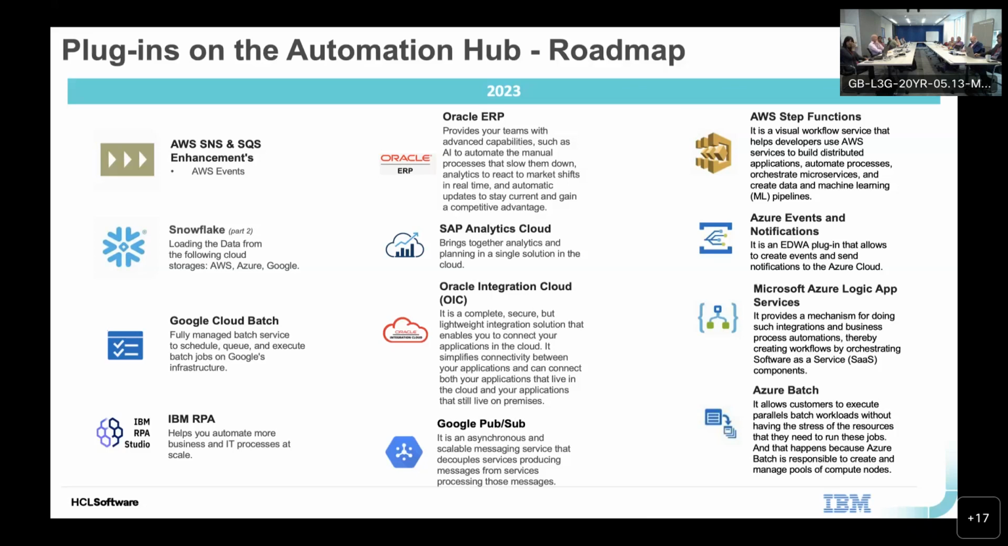Then there are more cloud services, for one a plugin for the event-driven workload automation based on Azure events and notifications. Then we have two more job types, also for the Azure cloud provider. So this is the roadmap for the rest of this year.